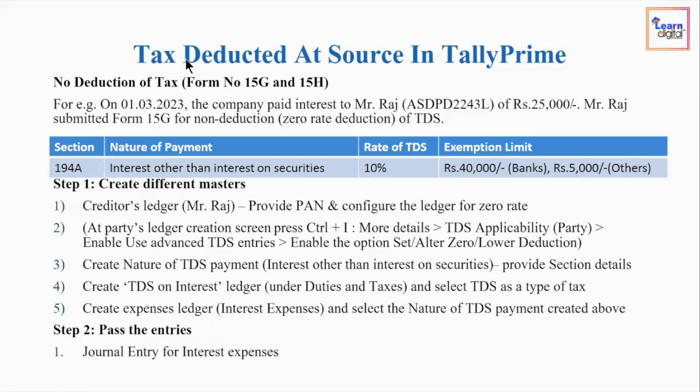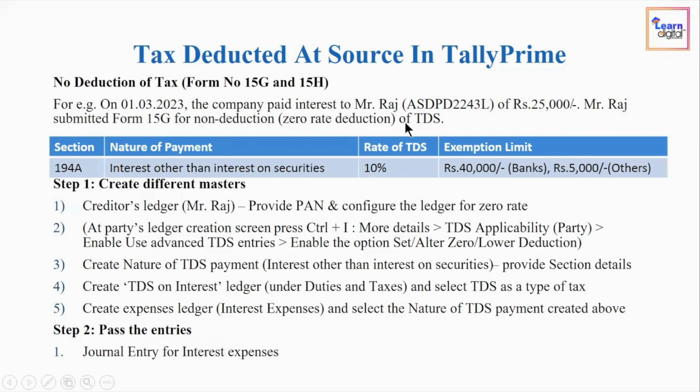For example, on 1st of March 2023, the company paid interest to Mr. Raj, this is the PAN number of Mr. Raj, of rupees 25,000. Okay, so Mr. Raj submitted the form 15G for non-deduction, that is zero rate deduction of TDS.